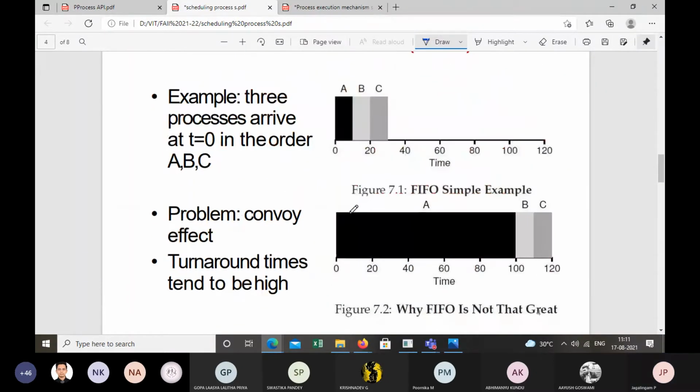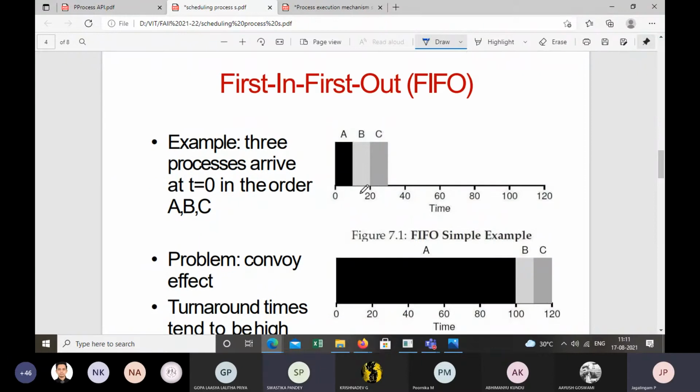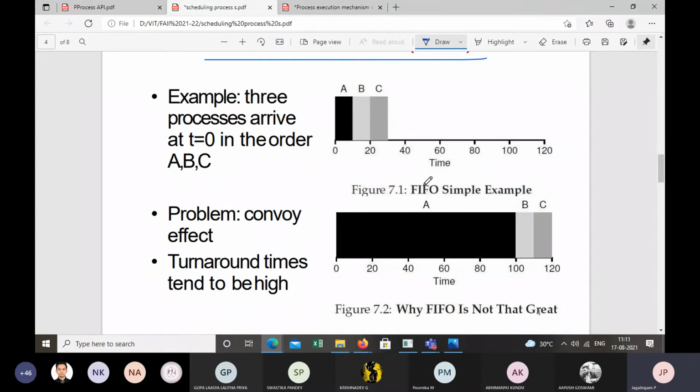All right. Everyone okay with this? Yes, sir. So the first scheduling policy is what we call FIFO. First in, first out. Now you have two diagrams here. Just observe the diagram, then let me give the explanation.